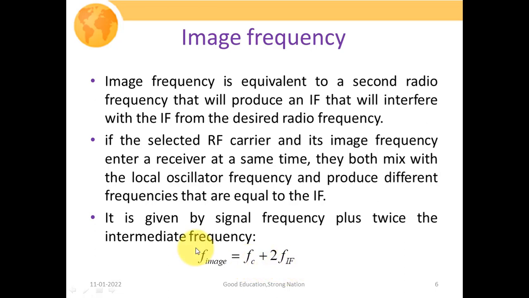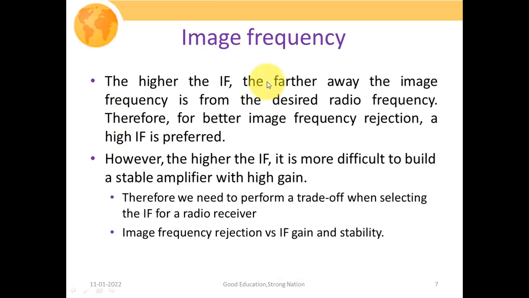So image frequency is going to occur at this particular frequency, that is FC plus twice the IF, and it is an undesirable effect that we have to avoid. The higher the intermediate frequency, the farther away the image frequency is from the desired radio frequency. We have already seen that F image equals FC plus twice IF. So if IF increases, the image frequency also gets farther away. Therefore, for better image frequency rejection, a high intermediate frequency is preferred.